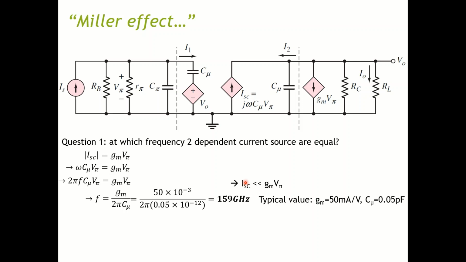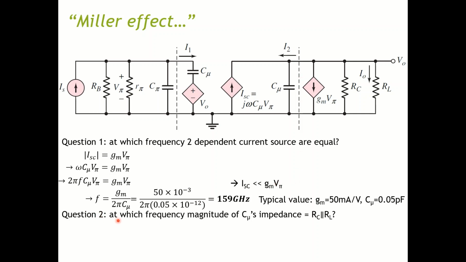Therefore, you can assume that ISC, which is this dependent current source, will never come close to Gm V pi, which is this dependent current source.